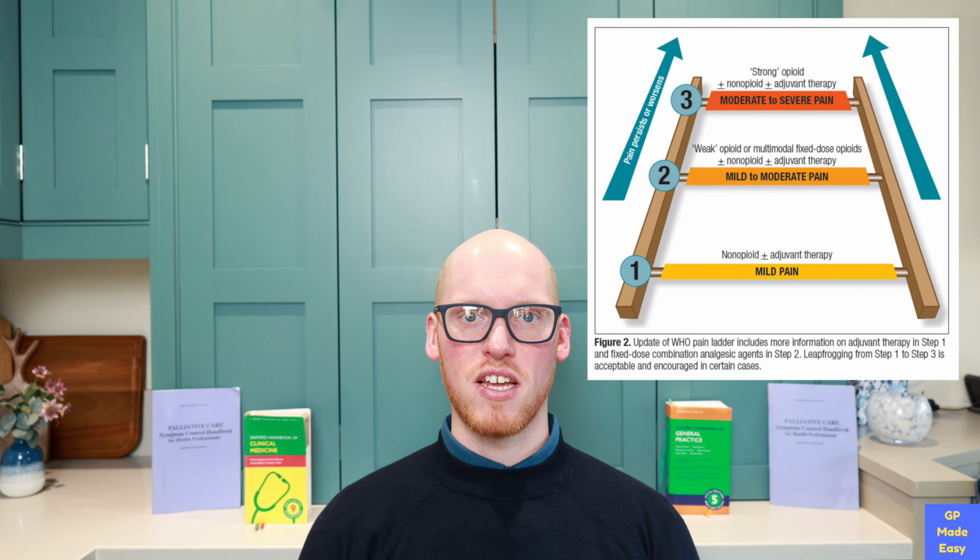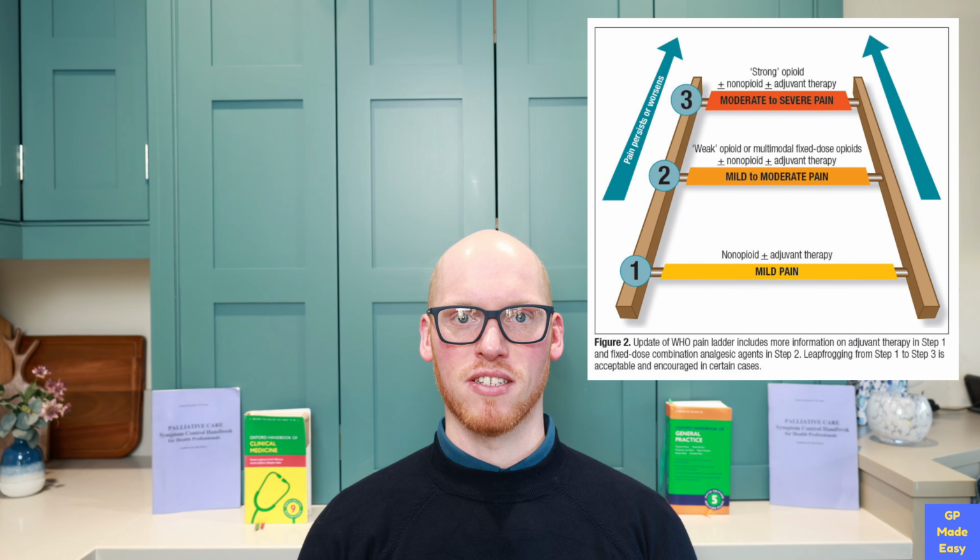So essentially, first line, you start off with paracetamol with or without anti-inflammatory medications like ibuprofen or naproxen. If that doesn't work, then you would think about adding on weak opioids such as codeine or tramadol. And then the third line, if they're still in pain, would be looking at morphine-based medications.